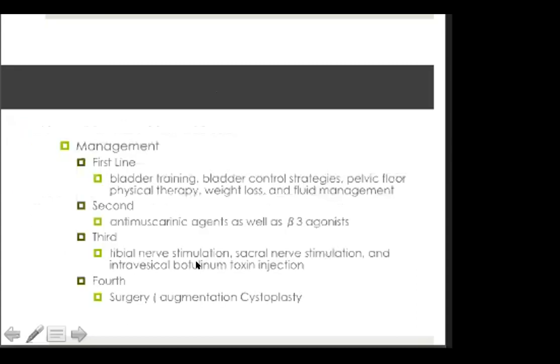So for the management of OAB, the first line are bladder training, bladder control strategies, pelvic floor physical therapy, weight loss, and fluid management. We can give also anti-muscarinic agents as well as beta-3 agonists. So for the third line of treatment, we can do tibial nerve stimulation, sacral nerve stimulation, and intravesical botulinum toxin injection. So for the fourth treatment, we can do surgery, which is augmentation cystoplasty.